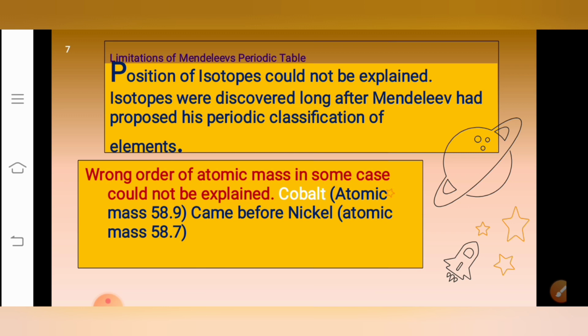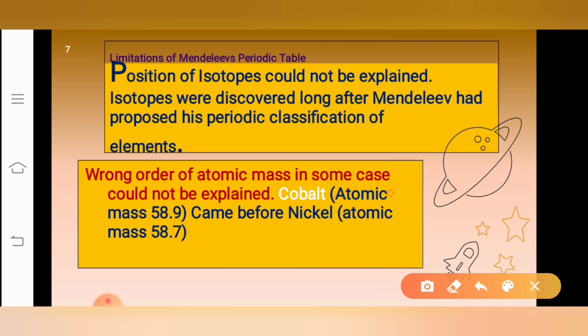So now let us understand the limitations or the disadvantages of Mendeleev's periodic table. The first thing: the isotopes were also discovered. As I told you, the isotopes were discovered at that time, right? So when the noble gases were discovered, the position of isotopes could not be explained. He arranged some of the elements in his table, and he also gave a place for the isotopes, but the position for the isotopes could not be explained by Mendeleev in detail.